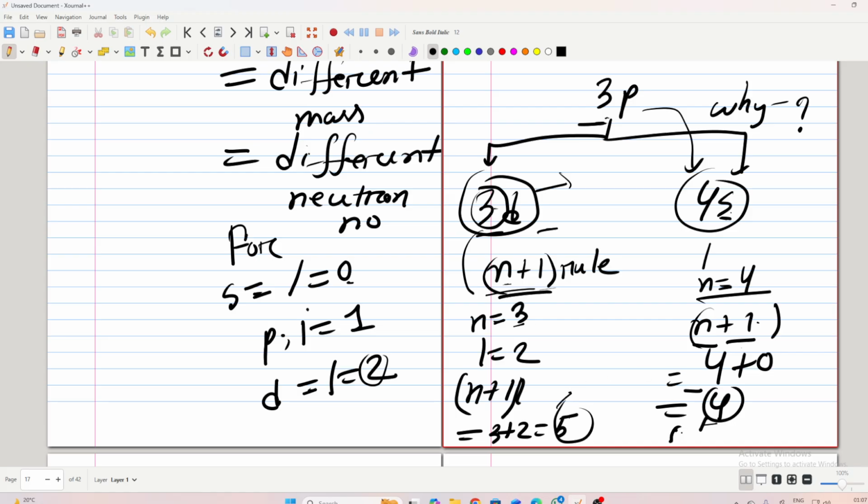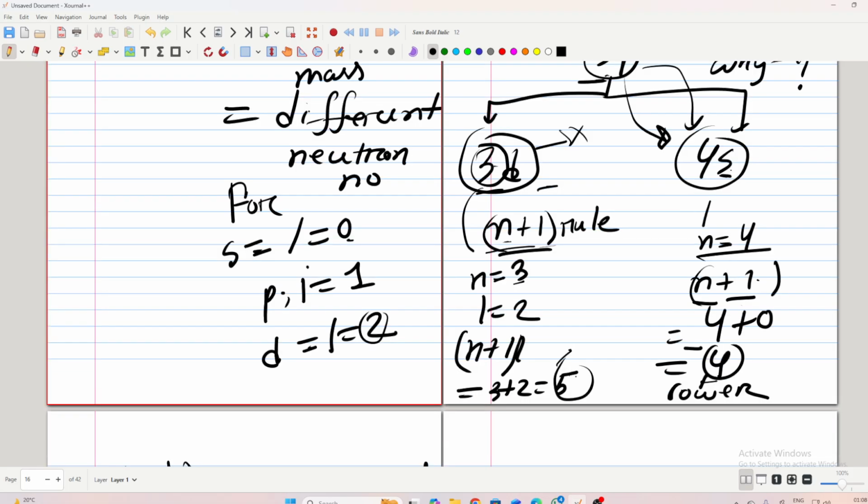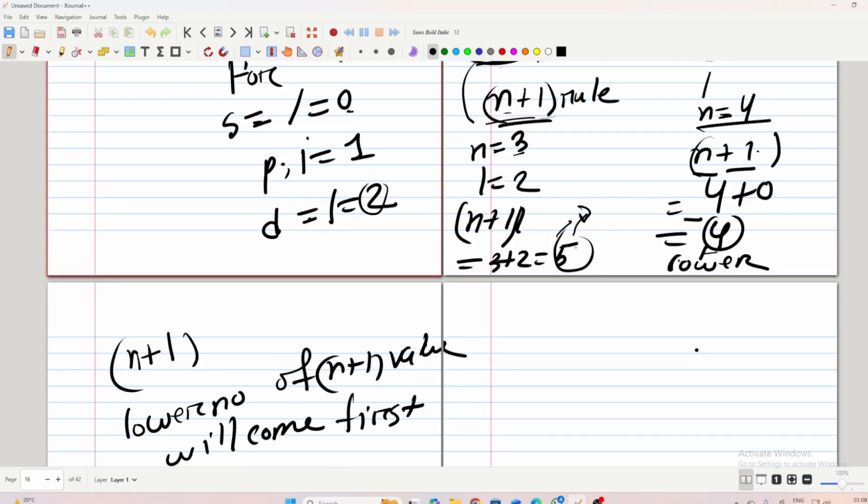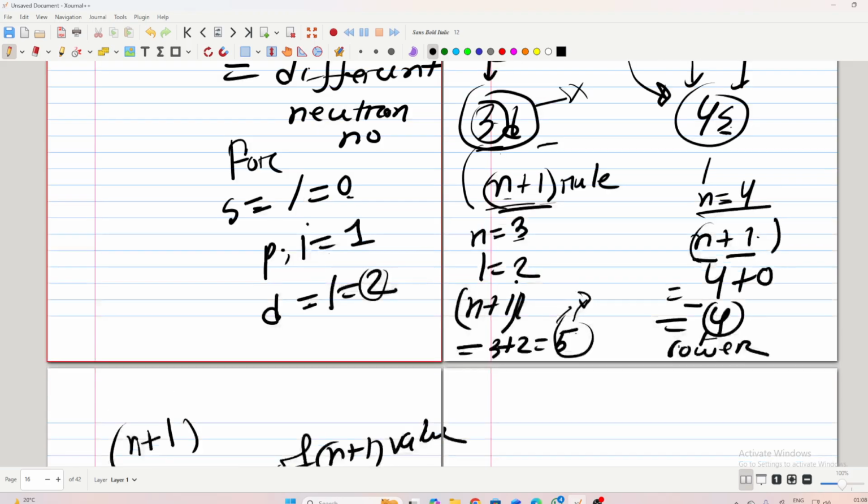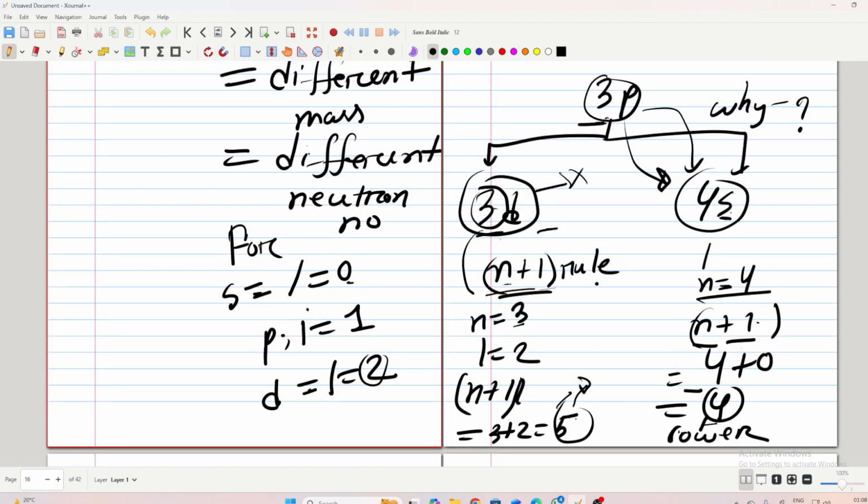This is the lower value, and this is the higher value. You always have to take the lower value. So this is why 4s is taken and 3d is not taken. Am I clear? Because 4s has a lower n plus l value, but 3d has a higher n plus l value. So you always have to take the lower n plus l value. Am I right, or am I clear? So this is why we take 4s after 3p, but we don't take 3d.